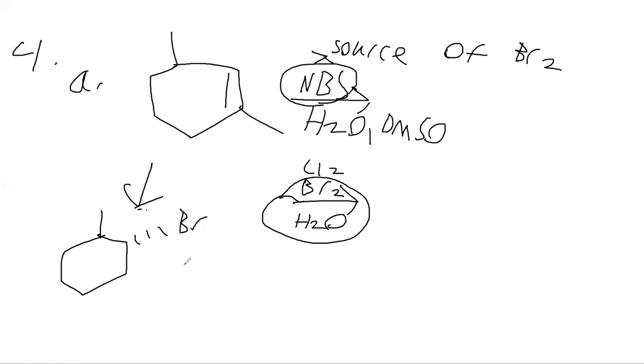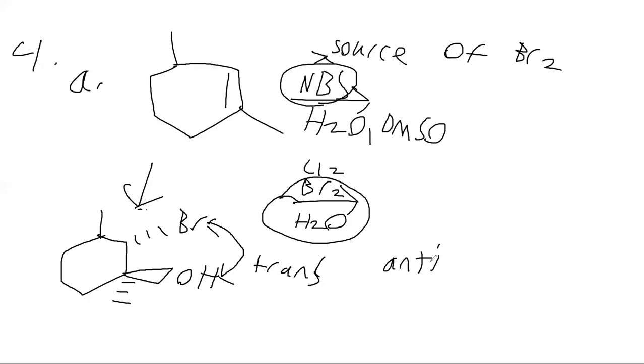And what you make a dash and what you make a wedge doesn't necessarily matter. What's important is that the Br and the OH are trans to each other, because this is an anti-addition. And then the OH goes on the Markovnikov position, so OH is Markovnikov.